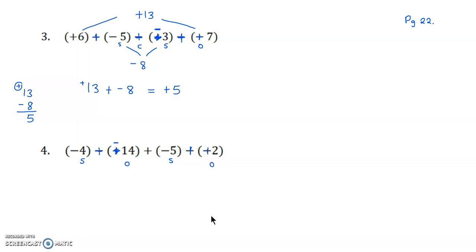And now we can combine the ones that are the same. We have negative 4, negative 14, negative 5. We can combine those three just by adding the integers. So negative 4 plus negative 14 is negative 18, plus negative 5 is negative 23.